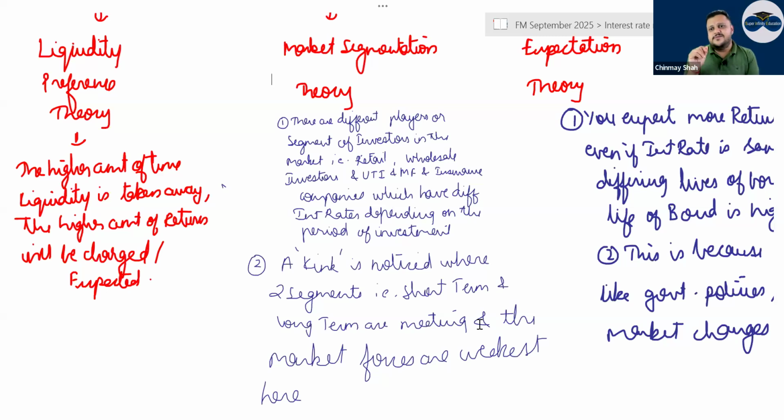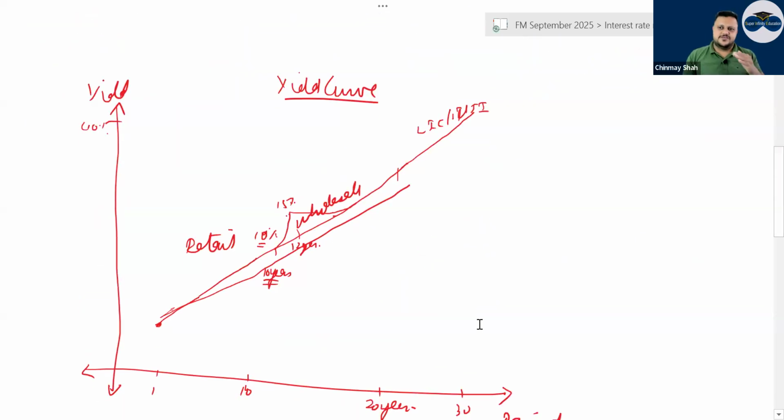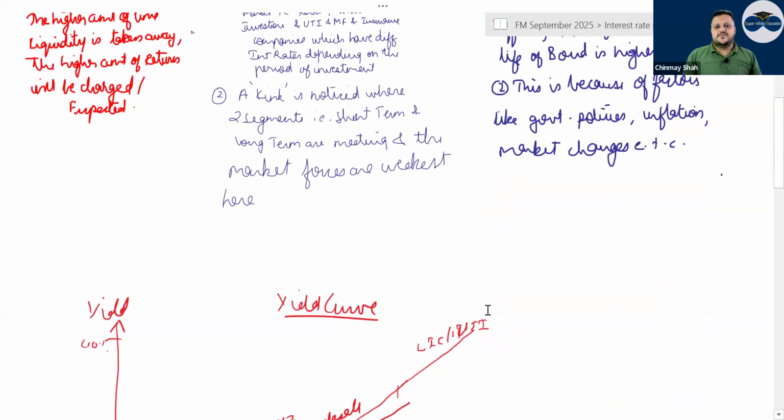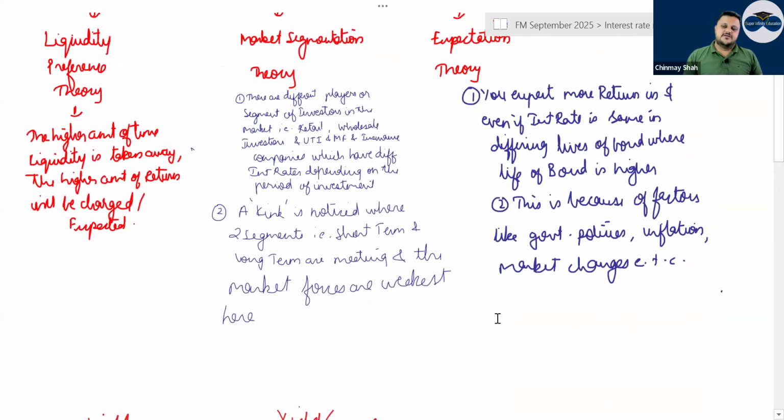Then there is a kink between 2 segments. It happens because the market forces are weakest here, because the retail sector wants to enter the wholesale segment, and whoever is starting in the wholesale segment will have a lower return. That is how the kink is there, and it is because market forces are weakest here. This question is very famous and has been asked twice in the exam: why is there a kink in the market segmentation theory, in the yield curve theory?